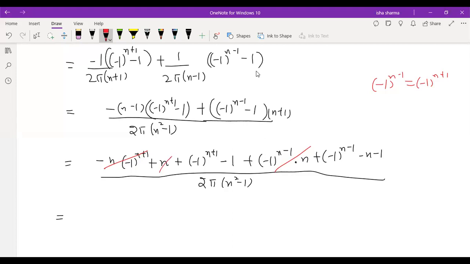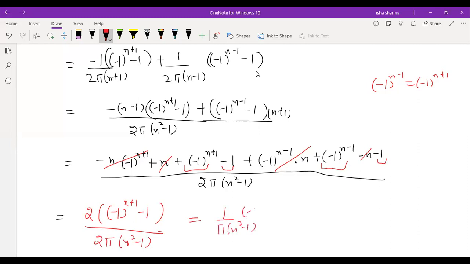And then this n gets cancelled with n, and yeah, nothing else gets cancelled. So you will get the final minus 1 raised to power n plus 1 minus 1. You can write it two times because this and this are getting added up, and since they are same, this is two times, and this minus 1 and minus 1 are getting added up, so this is minus 1. So this is two times 2 pi n square minus 1, so 2 gets cancelled, so it's basically this, right?